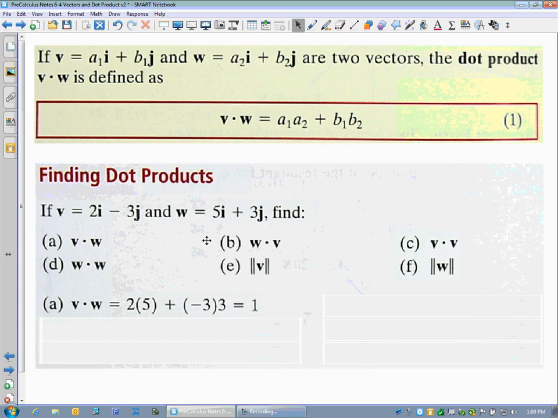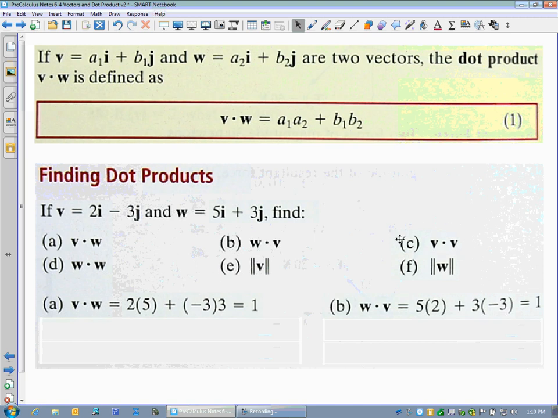Now for the second one, they're asking for w dot v, which we already know geometrically is going to be the same answer as a, but we'll check the numbers anyway. This time it's 5 times 2 plus 3 times negative 3, which of course is 10 minus 9, which is 1 again.